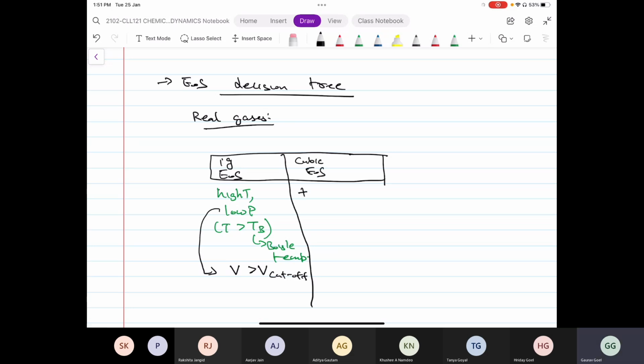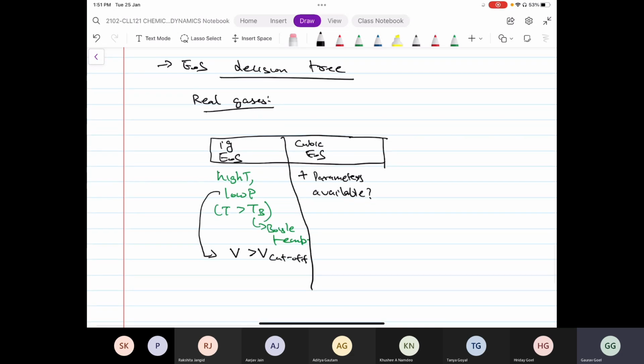Of course, the first requirement is that parameters must be available. Whether the parameters are available or not, that is the first requirement. Now, one of the more accurate ones is the so-called extended virial equation of state given by Benedict, I believe, Webb and Rubin. This is especially good for hydrocarbons.